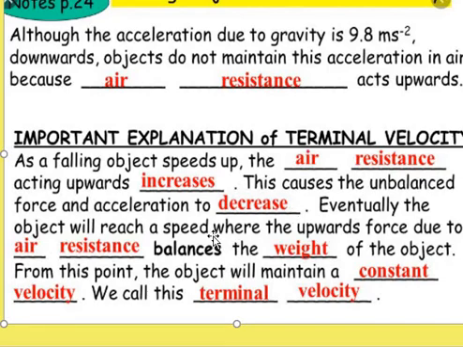And eventually the object will reach a speed where the upward force, called air resistance, balances with the downward force called weight. When these two forces are balanced, air resistance and weight, we will reach a point where terminal velocity or constant velocity takes place. Please mark this in your book and do any corrections or just give yourself a tick. Well done.